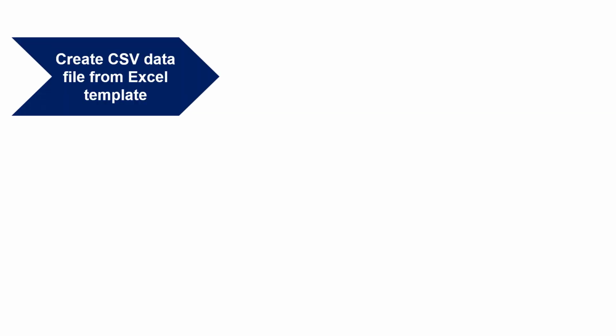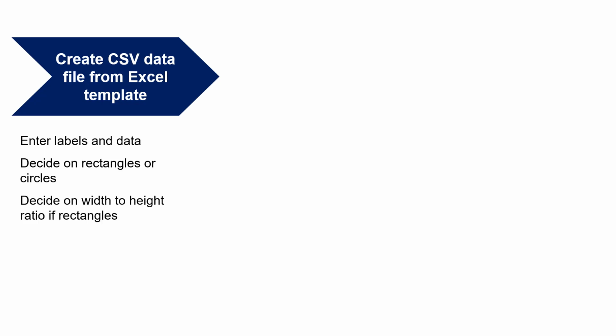Now, there are three steps to create this sort of visual and use it in PowerPoint. Step one is to create the data file, comma-separated value, that's what CSV stands for, from the Excel template that I'm going to give you. So in the Excel template, we enter the labels and the data. We decide whether we want to use rectangles or circles. And if we're using rectangles, we decide on the width to height ratio of those rectangles. And then we can save the CSV data file.